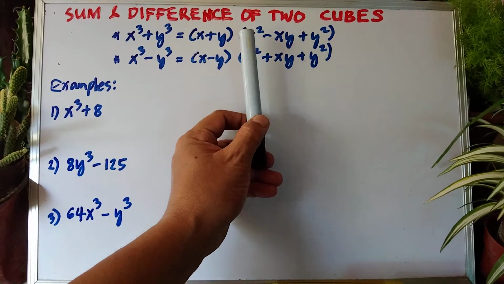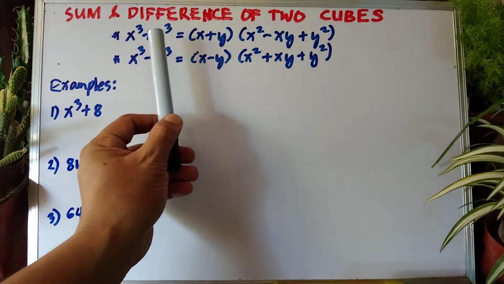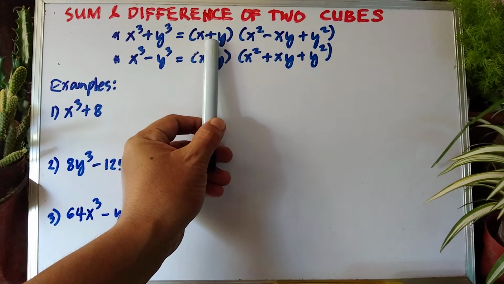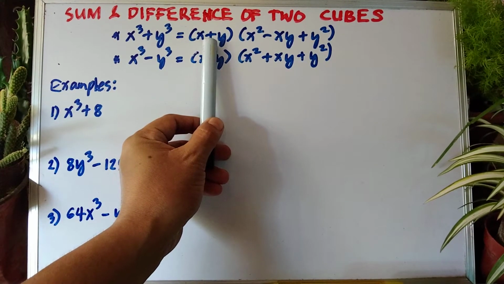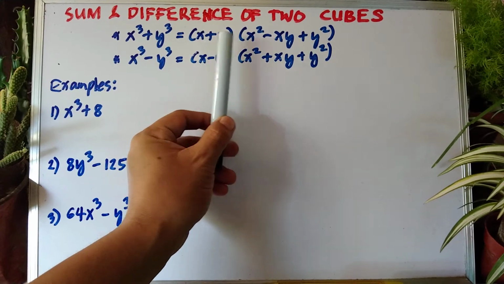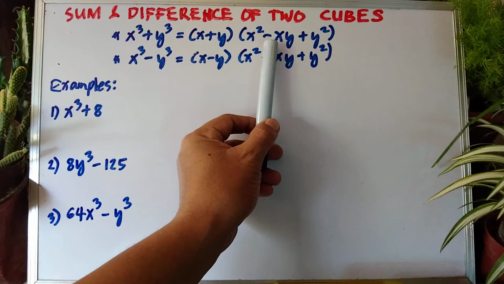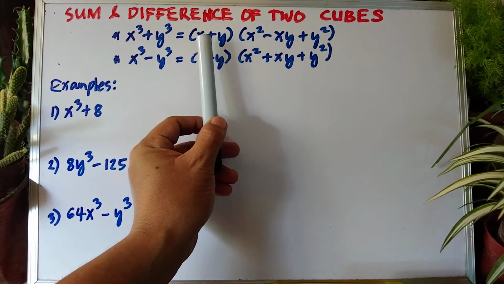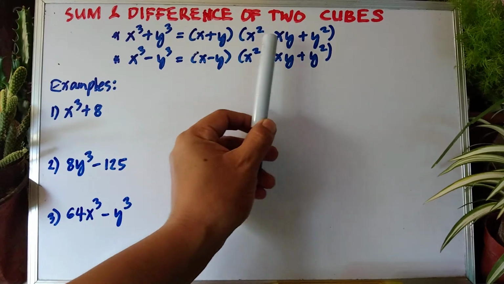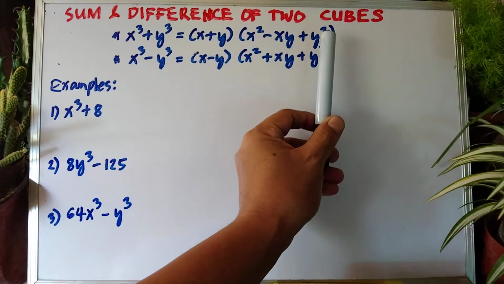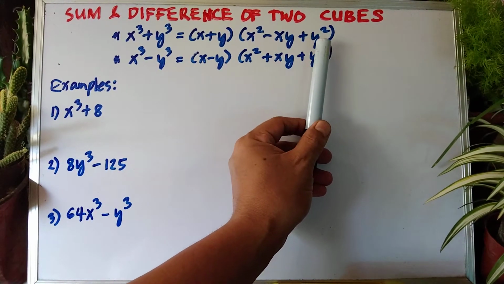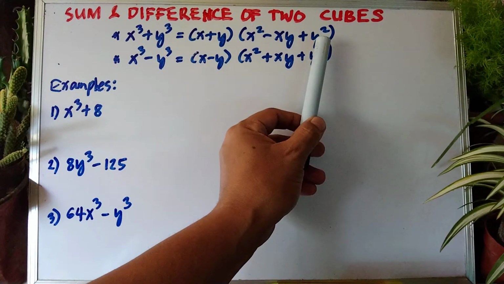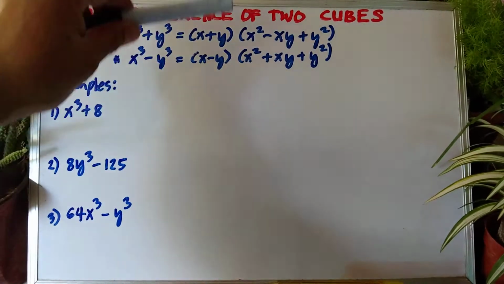As you look at it, the first term here, which is x squared, is simply the square of the first term. Since this is addition, or the sum of the cube roots, the second term has a sign of negative. And it is just the product of the first term and the second term, which is xy. While the last term would be positive, and it is simply equivalent to the square of the second term, which is y squared. You just look at the pattern.